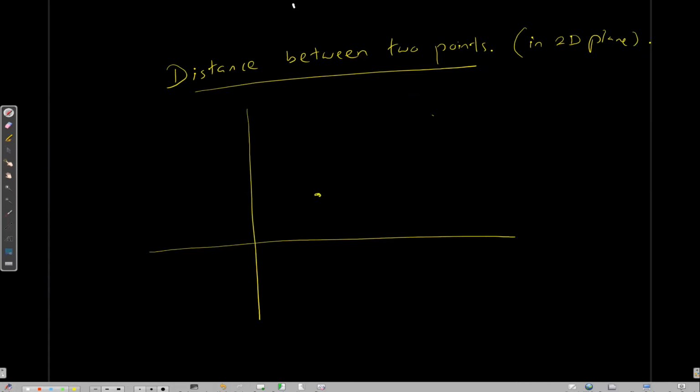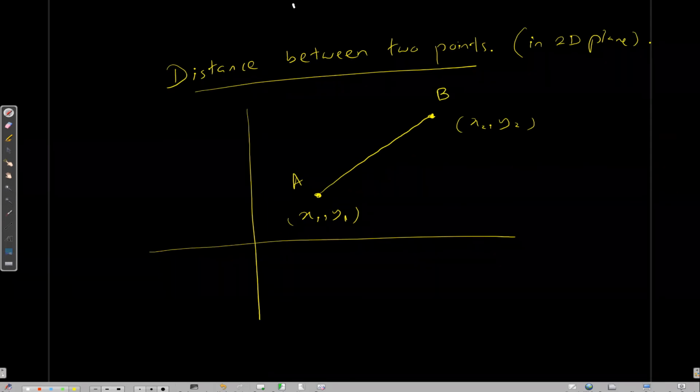Now let's say we have 2 points. Those 2 points can be in any quadrant, right? Just to derive the formula, I am writing those 2 points in quadrant 1, but it can be in any quadrant. Let's say we have point A and point B. Point A is x1, y1. Point B is x2, y2.